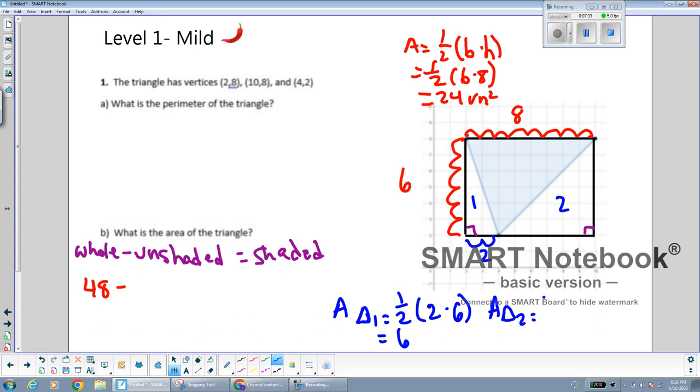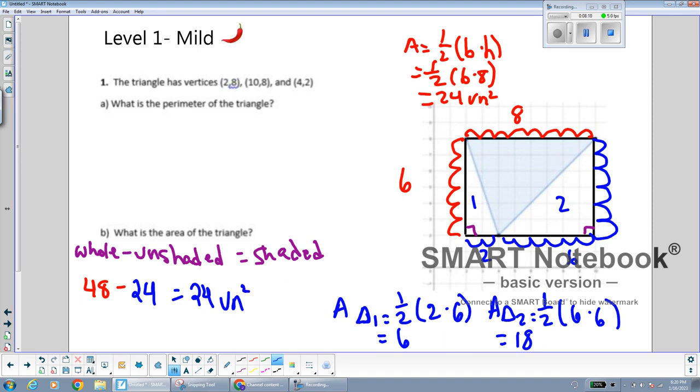Area of triangle 2 equals 1/2. The base is 1, 2, 3, 4, 5, 6. And the height is 1, 2, 3, 4, 5, 6. Half of 36 is 18. 18 plus 6 is 24. So the unshaded region, the area is 24. And 48 minus 24 is 24 units squared. So notice that we arrived at the same answer that we did originally.